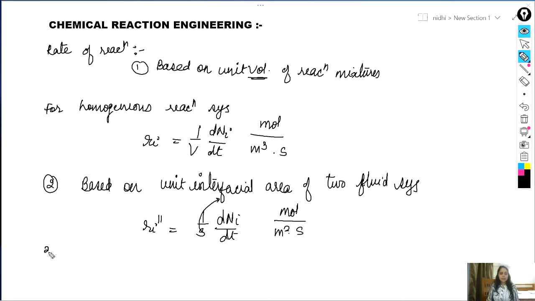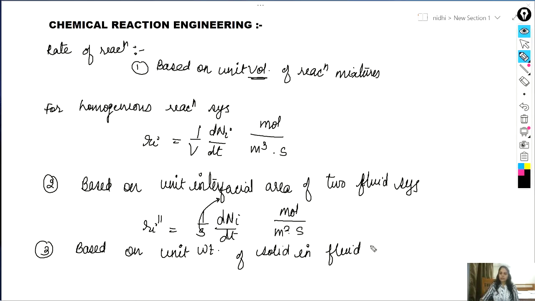Okay. Third is based on unit weight of solid in fluid solid system. So this is defined by r_i dash equals 1 upon W dN_i upon dt. So unit will be mole for number of moles, change in mole, weight we know that in kg per second.